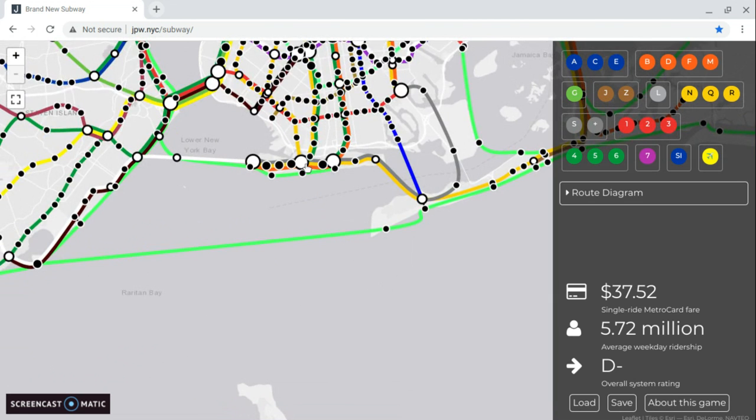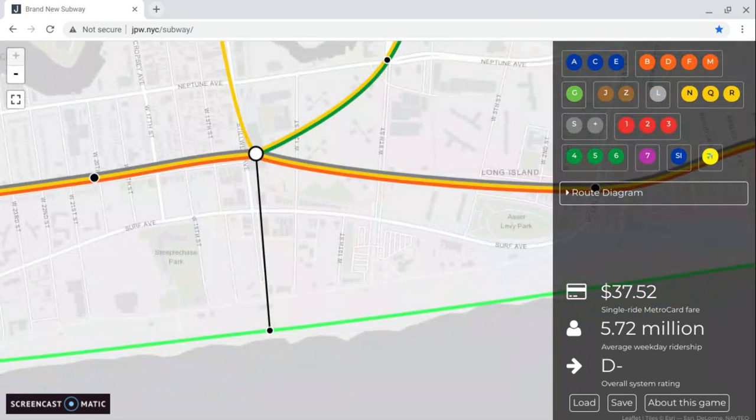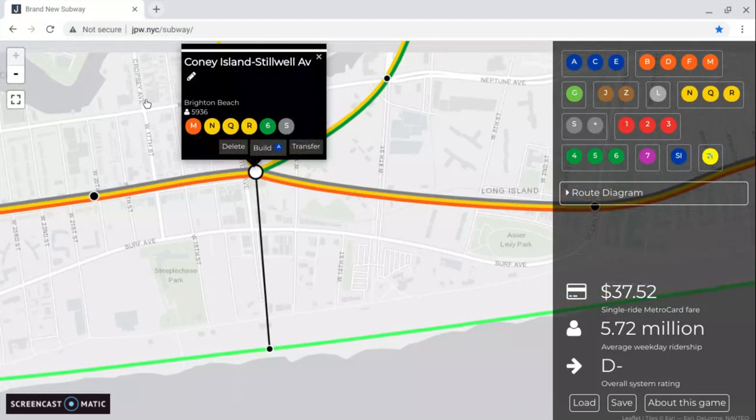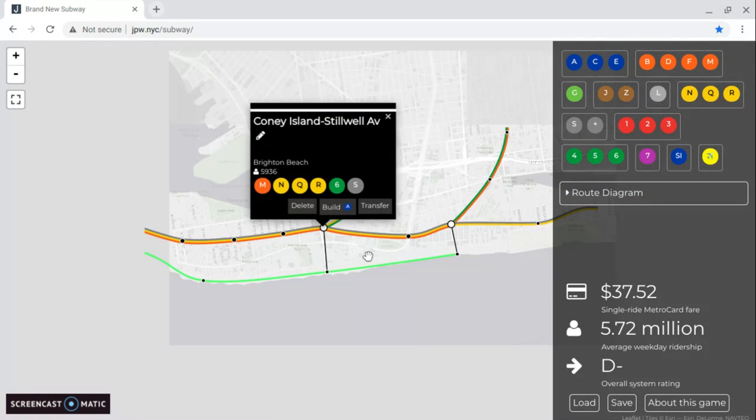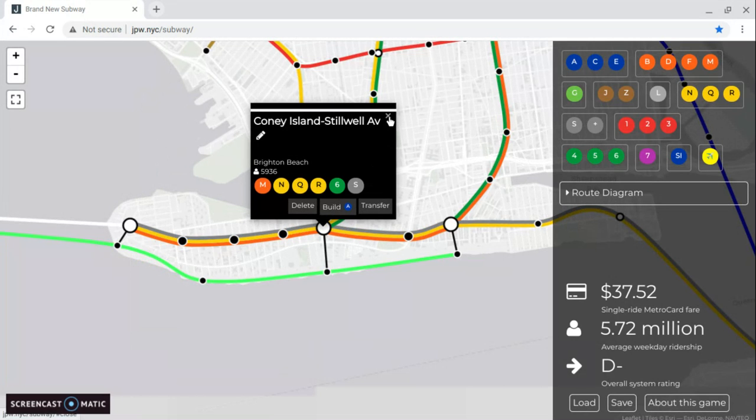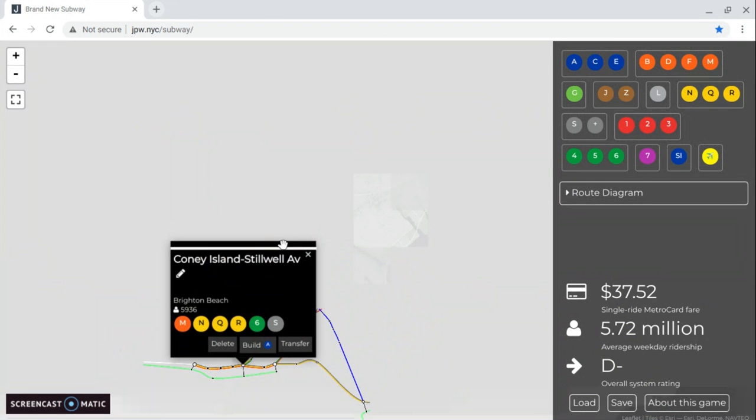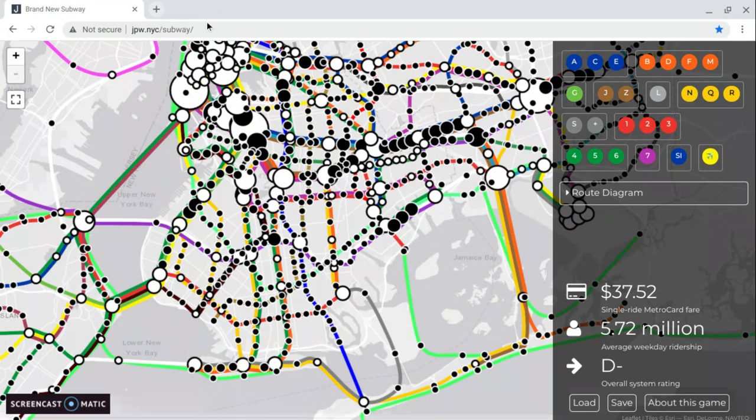Alright, so here... Now, another notable one is Coney Island Stillwell Avenue on the M, N, Q, R, 6 and Brooklyn Queens shuttle. Now, this is a station, the N and Q stop here in real life. And so in real life, it's the D, F, N, and Q. And I'll try to make another one.